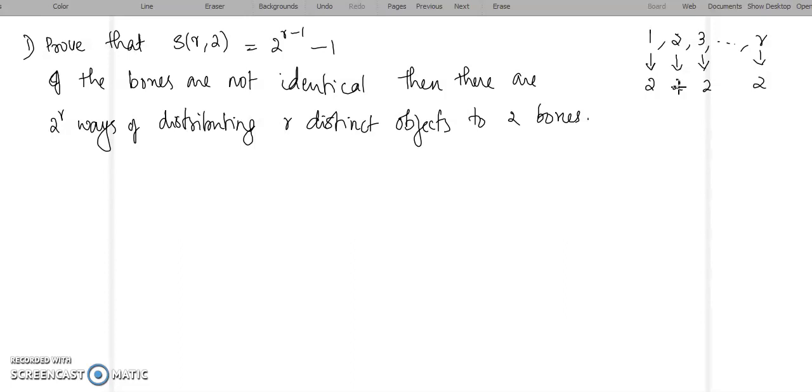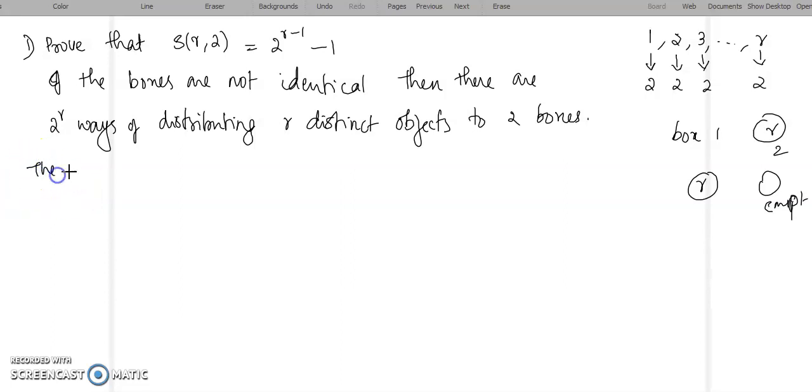Out of this 2 raised to r ways of distribution, there are two ways in which one of the box is empty. Box 1 can be empty, or box 2 can be empty. So in the 2 raised to r ways of distributing, there are exactly two ways in which one of the box is empty. So the number of non-empty distributions will be given by 2 raised to r minus 2.